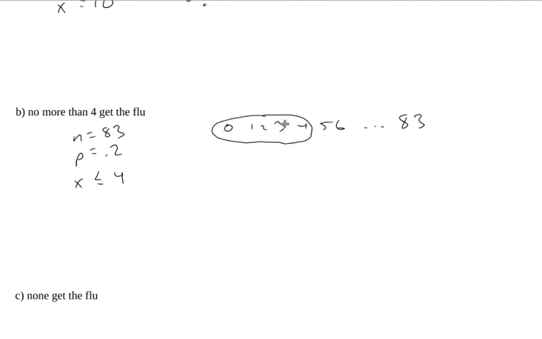We're saying that no more than 4 get the flu, so we're trying to figure out the probability of those. Now, before, when I was doing anything circled like this, I kind of had to use my complement rule to get essentially the area on the left. But on this one, I don't need to use the complement rule because I can figure out the probability of no more than 4. Well, this is exactly the binomial CDF, 83, 0.2, and our uppermost limit is 4. So let's plug that into the calculator.